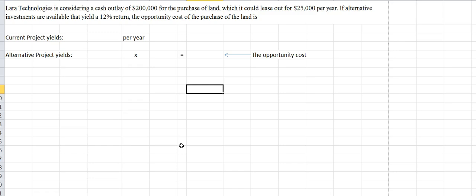Lara Technologies is considering a cash outlay of $200,000 for the purchase of land. Okay. Which it could lease out for $25,000 per year. So they're going to get $25,000 per year. Let's just put it there.